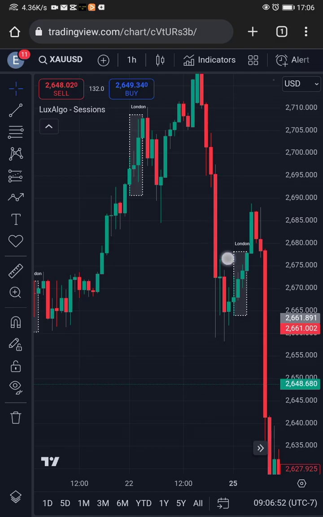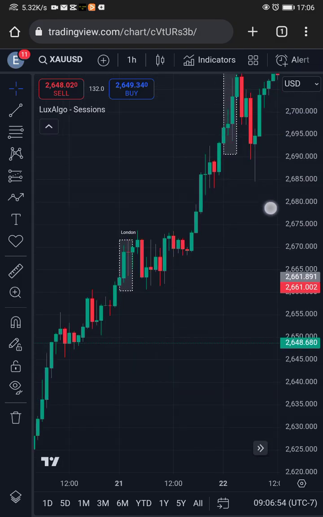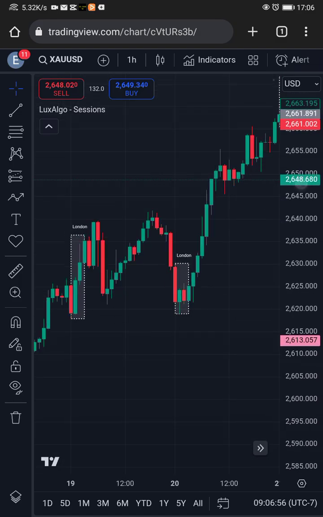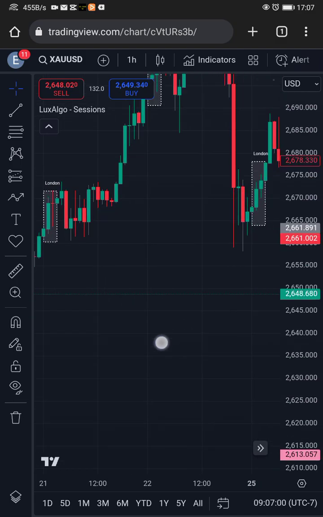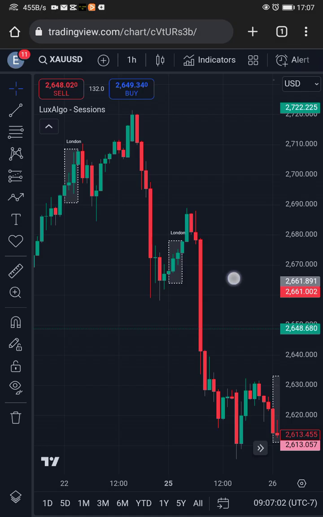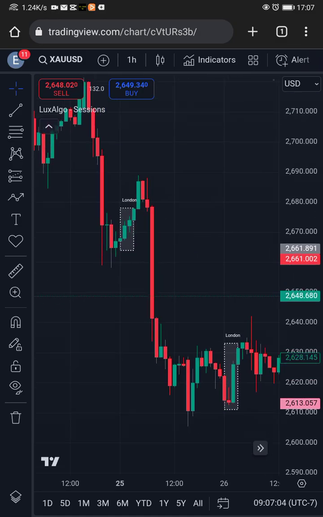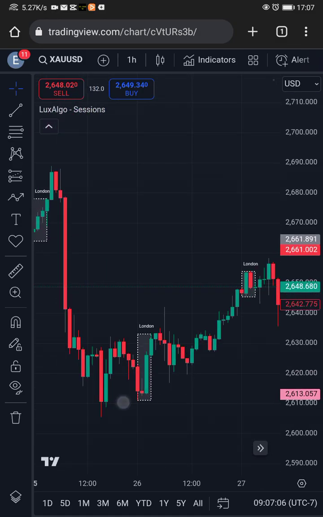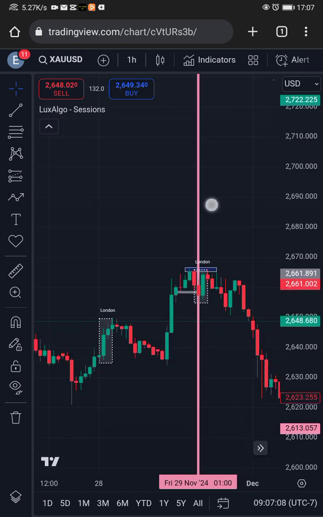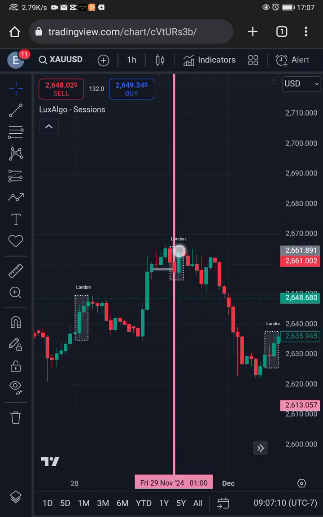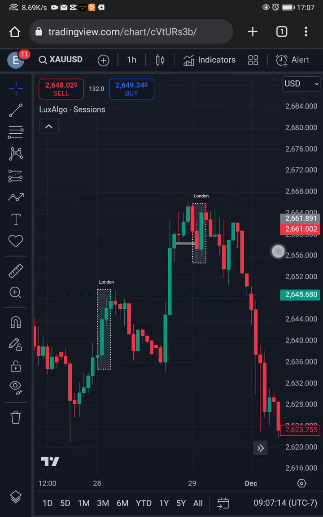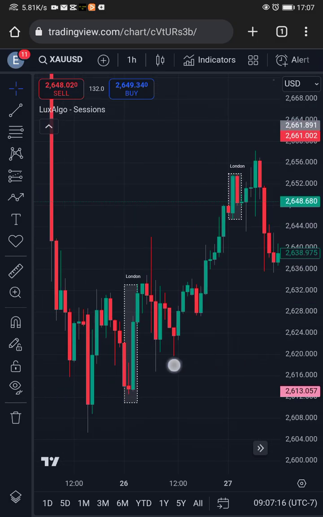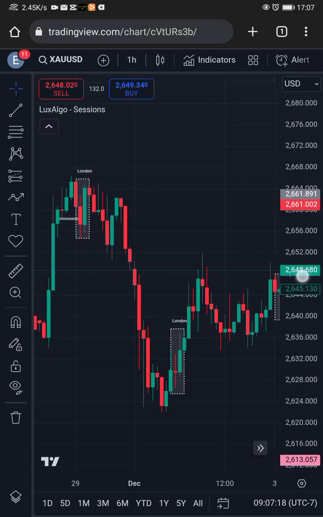So here I'm on my H1, but before we do anything, we are going with our market structure. So let's do it. I'm still using the gold chart. You can see this happened twice this month. This is December. It happens twice.